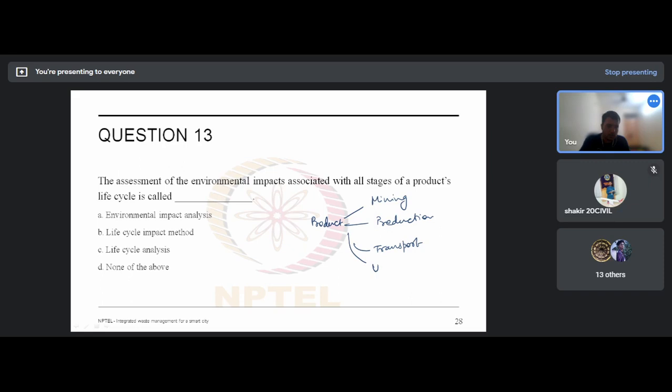So the energy that is used in each of these stages, such as in mining, production, transport, use, waste, all these should be added. So that is the whole life cycle of this product. So we try to analyze this and we call this life cycle assessment or analysis, both you can use. So LCA it is called. That is how we try to judge what will be the effect of a product.